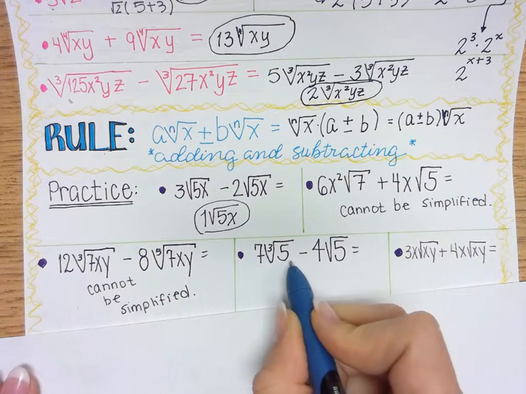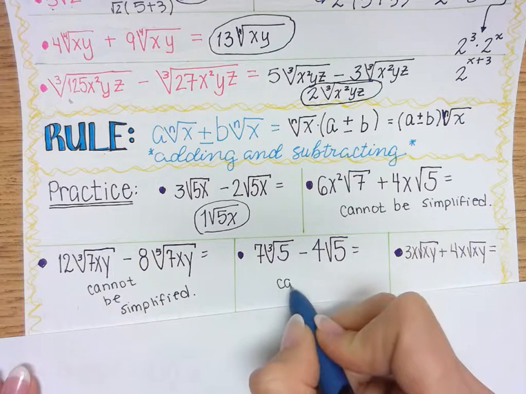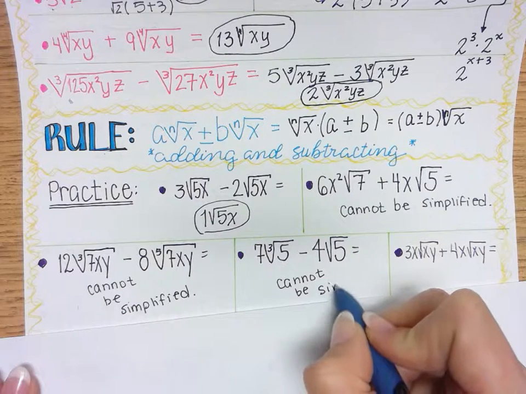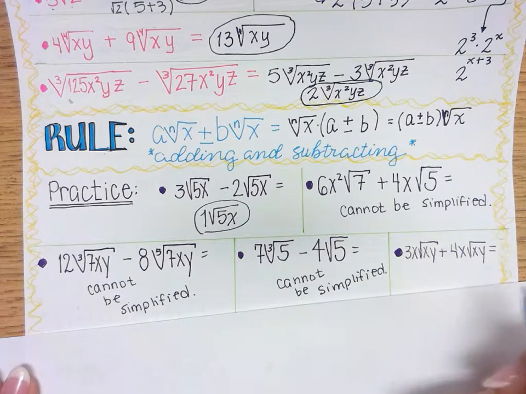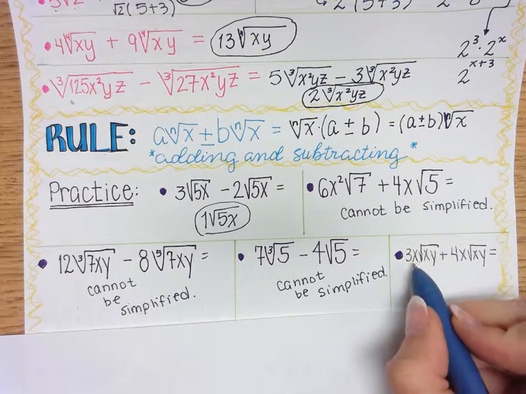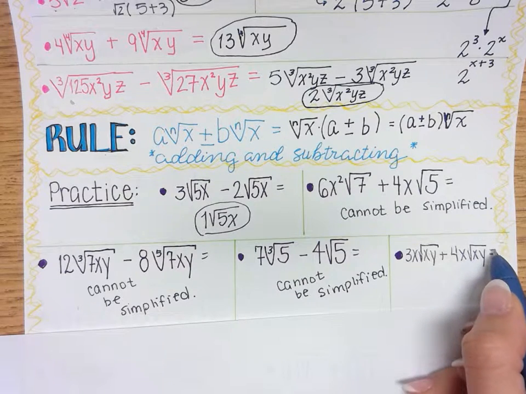Next. They're both 5s. Index different. Nothing I can do. Cannot be simplified. So you'd be surprised how many things cannot be simplified. Don't try to get creative and force it to work. That's when you invent new math, okay? Do not invent anything. Now I have 3x square root of xy plus 4x square root of xy.